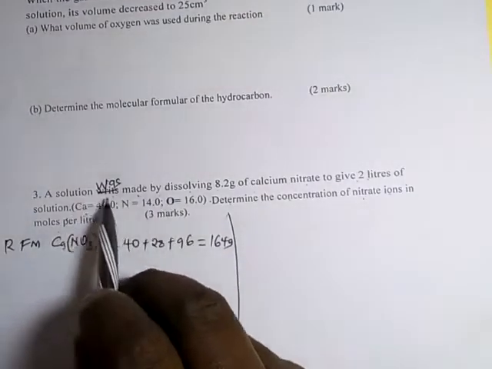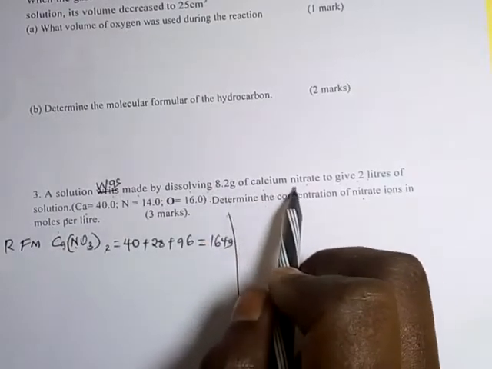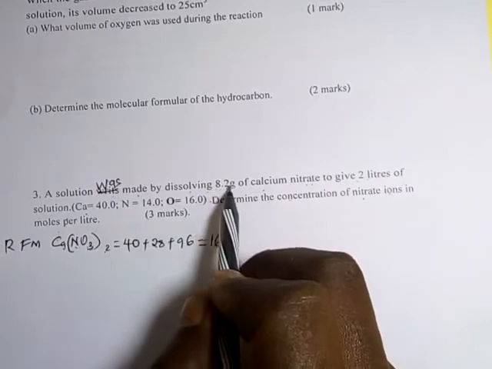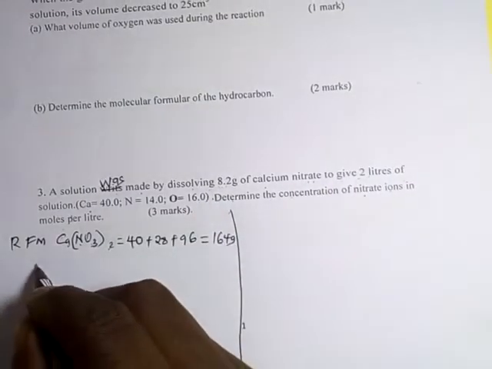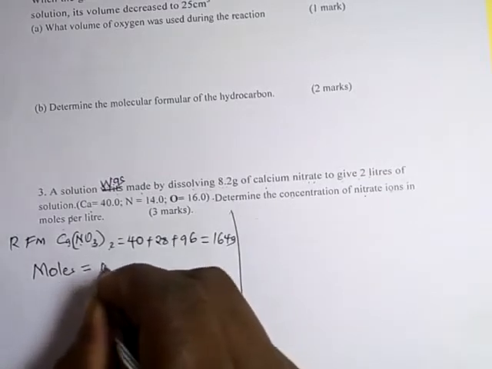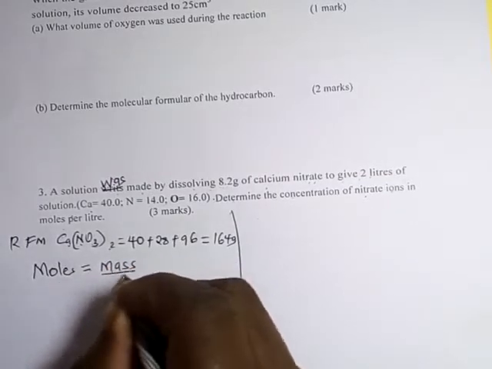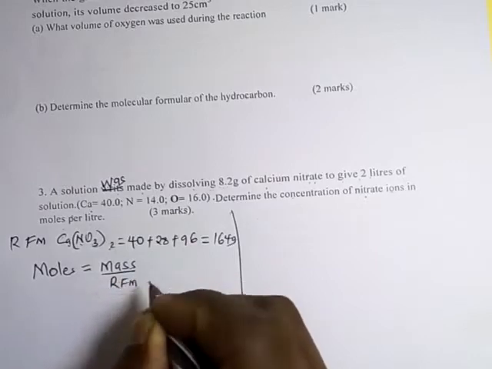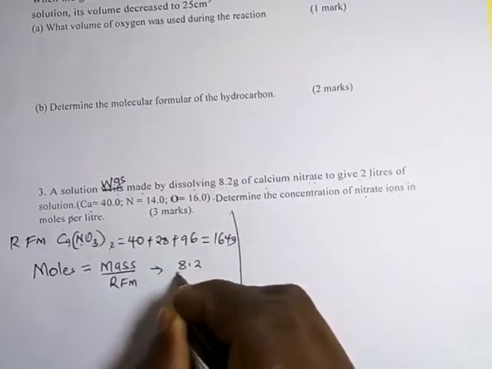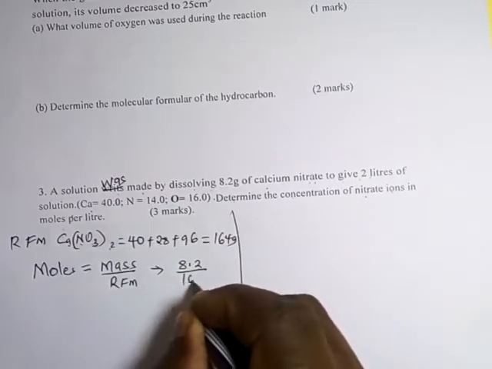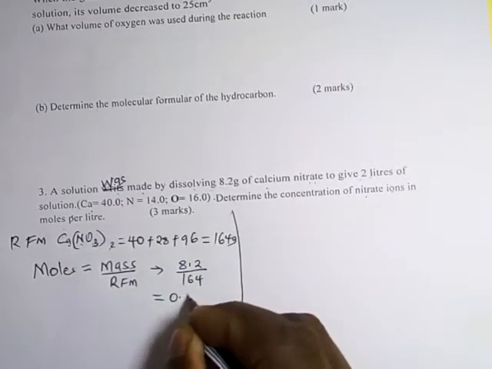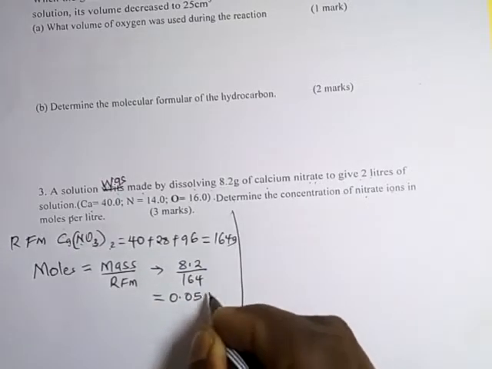So 8.2 grams of calcium nitrate was dissolved. Let us get the number of moles that are present in 8.2 grams. We know how to get moles. Moles equal to mass divided by RFM. In this case, it is 8.2 divided by 164. This gives us 0.05 moles.